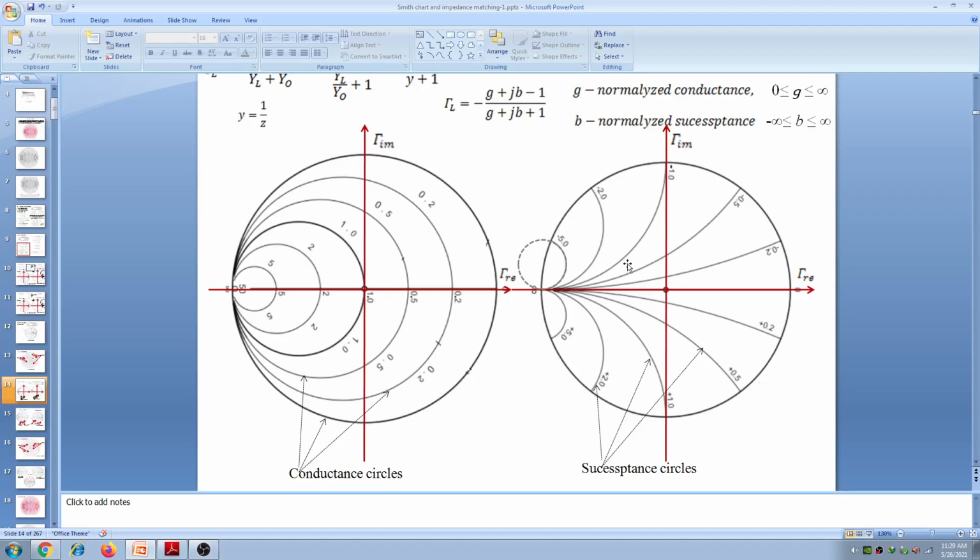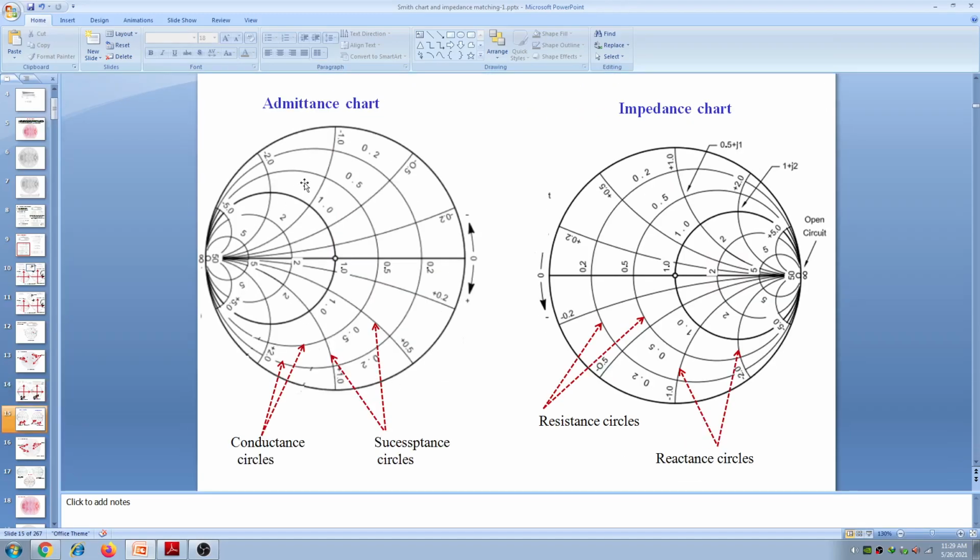But in case of reactance and susceptance, there are circles in the upper part and circles in the lower part. You have to remember that. Now if you overlap these two, the susceptance circles and conductance circles, it will be like this. This is actually the admittance chart.